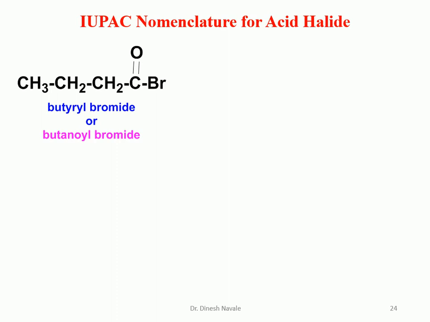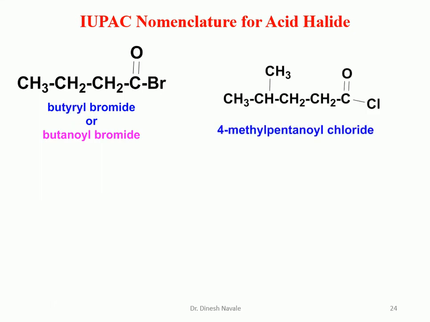For this molecule, we have to see the longest possible carbon chain starting from the carbonyl carbon of the acid halide. So it is carbon 1, 2, 3, 4. For 4 carbon atoms, it is butane. The E of the alkane will be replaced by oyl halide, so it is a butanoyl halide. But which halide is there? Bromine. So it is going to become butanoyl bromide. Or for butane, it is also called butyl bromide.